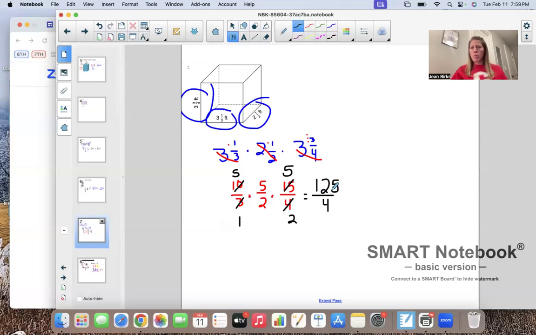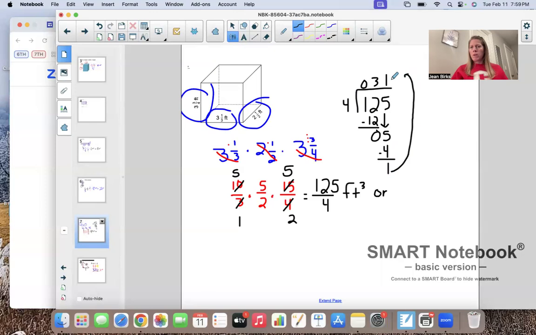I know that because 5 quarters is worth $1.25. That's it. And I had 3 dimensions, so 125/4 feet cubed. Or, and I know people are going to want to do this, you could do 125 divided by 4, but 4 doesn't go into 1. Nope. Goes into 12 3 times. 4 times 3 is 12. I have no leftovers. Bring down the 5. 4 goes into 5 once. 1 times 4 is 4. I have 1 left over, and since we're doing fractions, I'm going to quit.